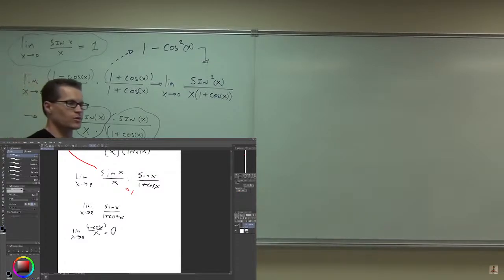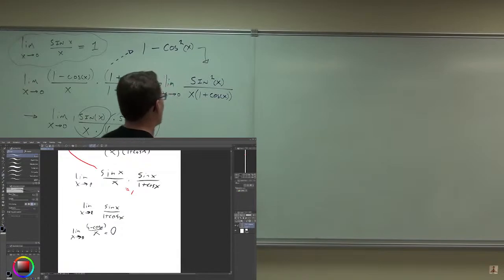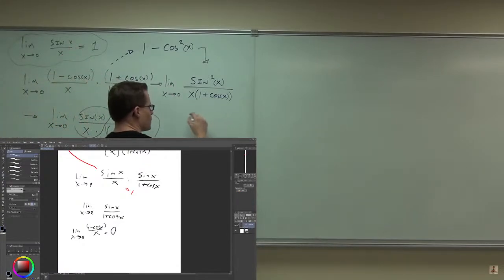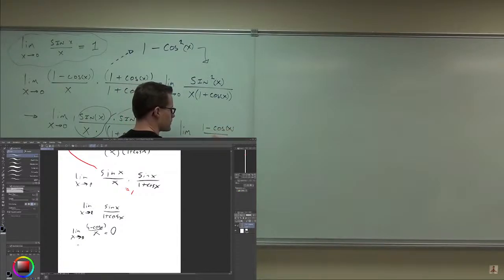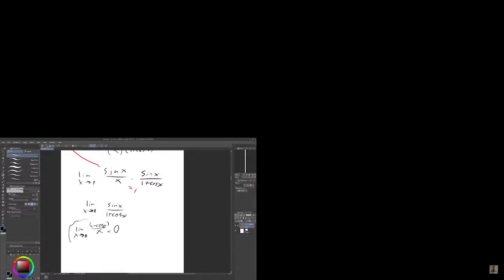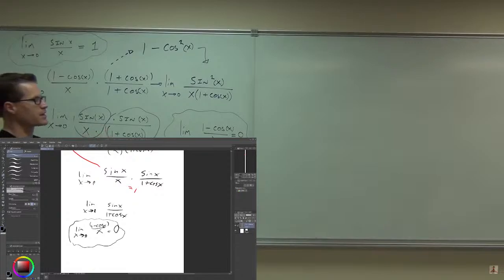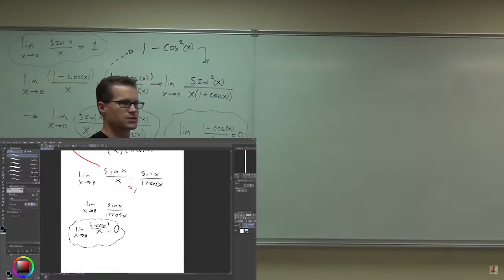What that says to us is we've just proved something else. We now have this identity. The first one we did is number 1. This is the second one. The limit as x approaches 0 of 1 minus cosine x over x is 0. Interesting.